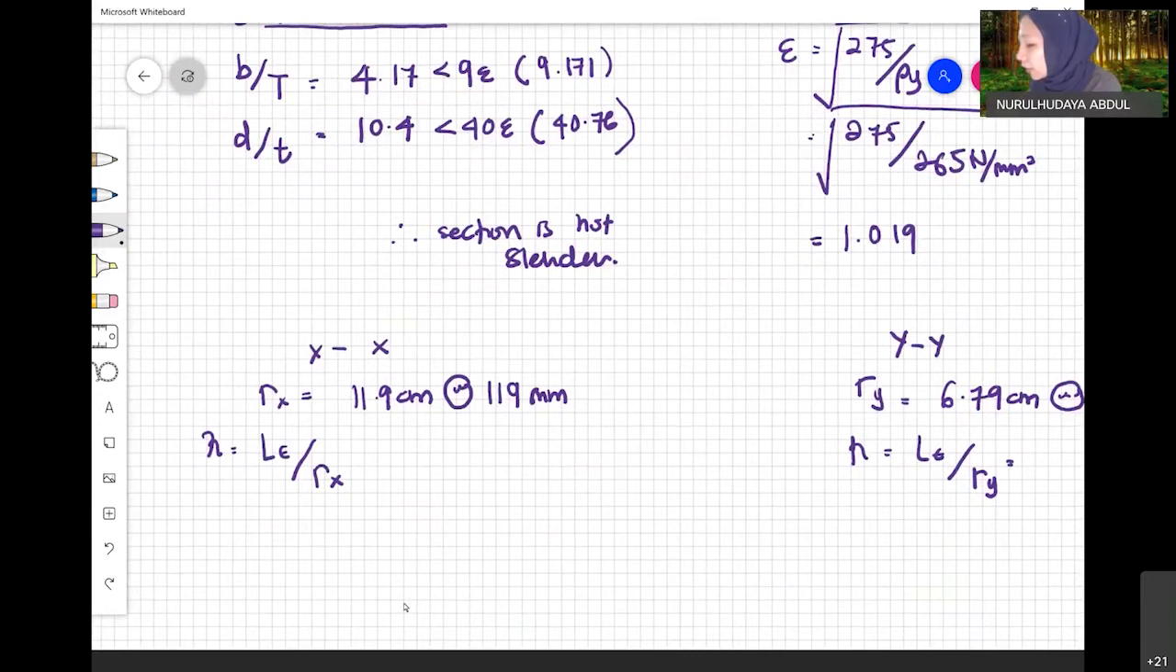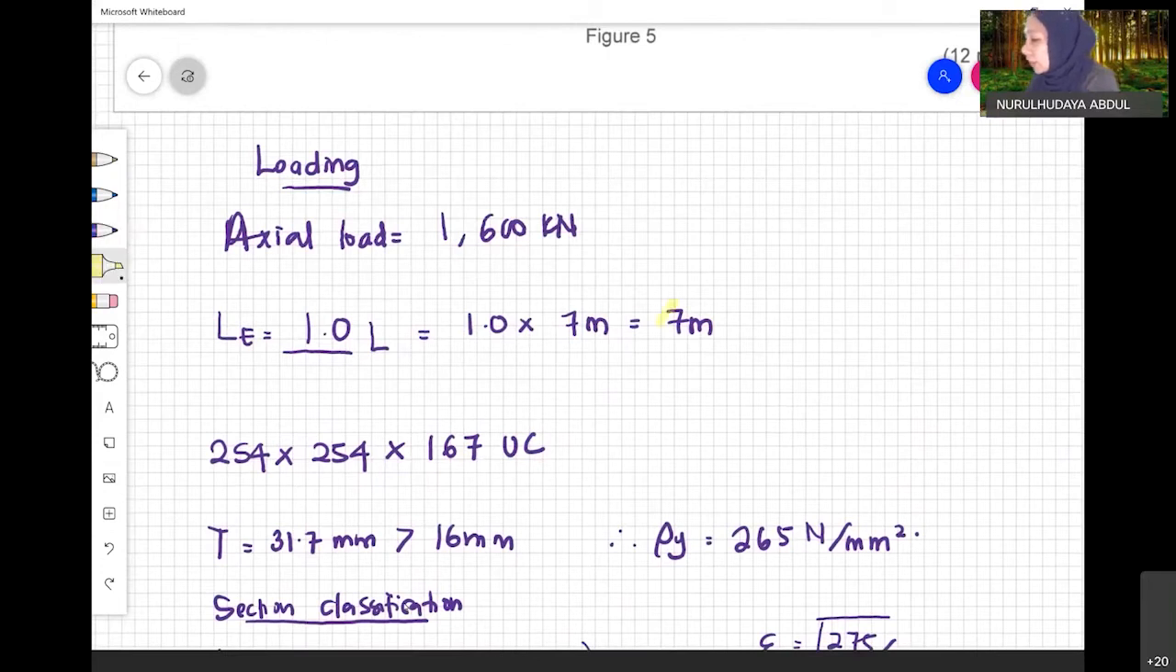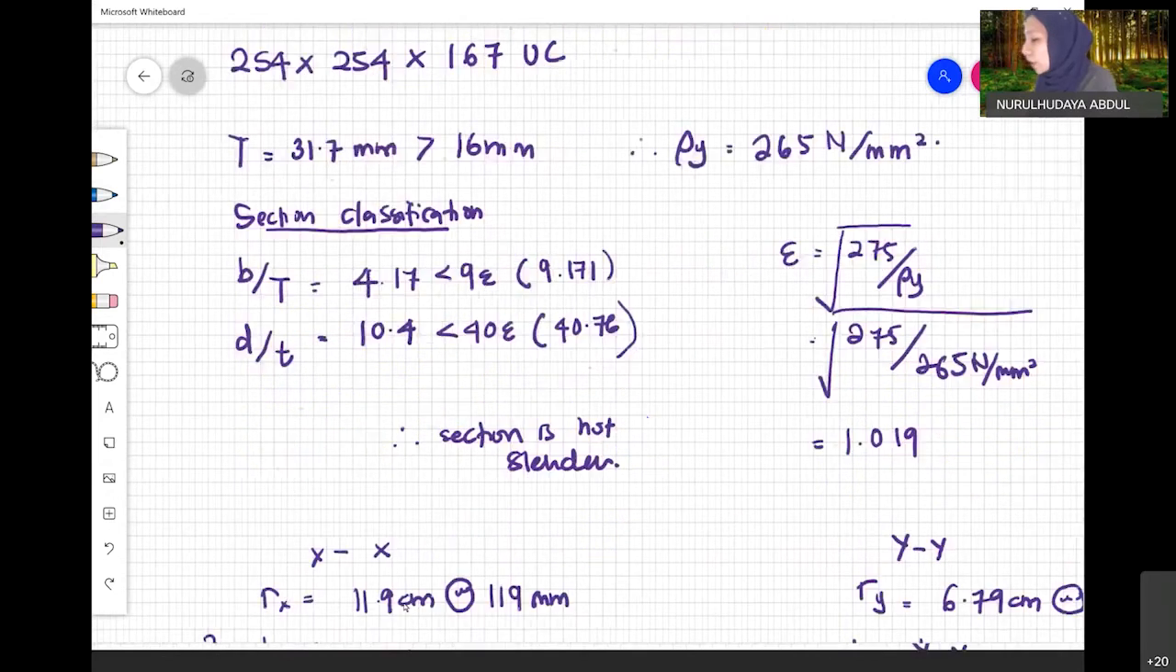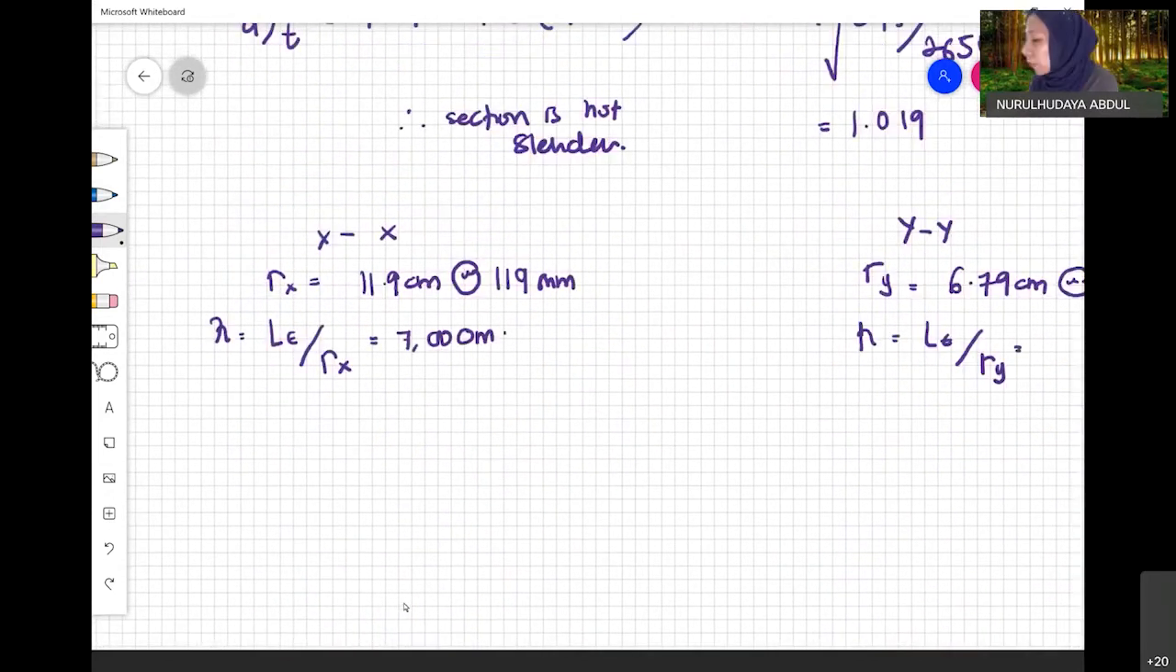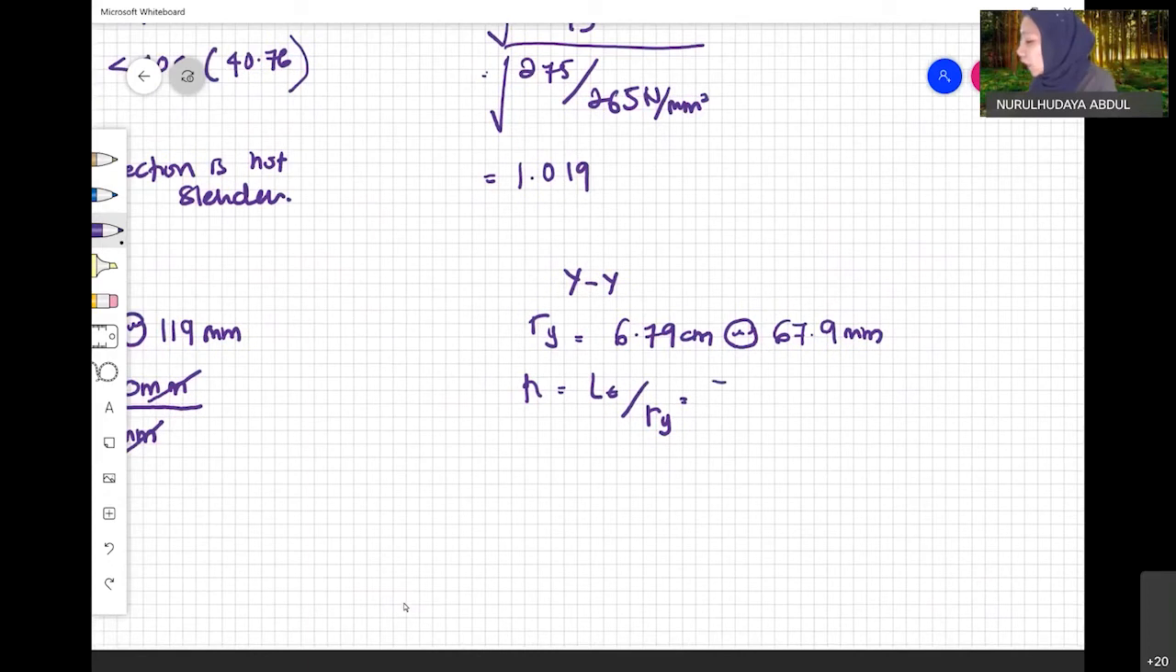And then we can find the slenderness ratio by dividing the effective length with the radius of gyration. For the effective length, tadi kira dekat atas ni, it is 7 meter. This is in meter, tukar into millimeter, become 7,000. Divide with 119 mm. So dia akan hilang. So you akan dapat tak ada unit, the unitless slenderness ratio. Nama dia pun ratio. So obviously ratio takkan ada unit.